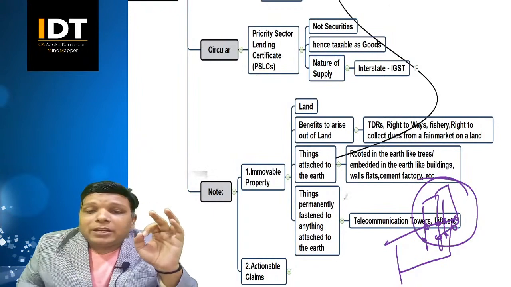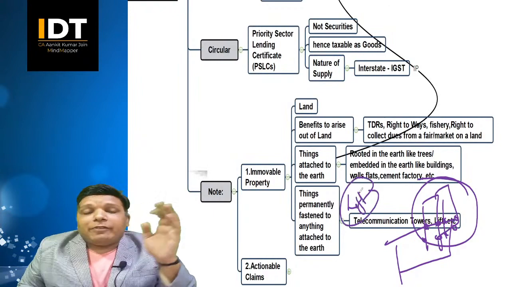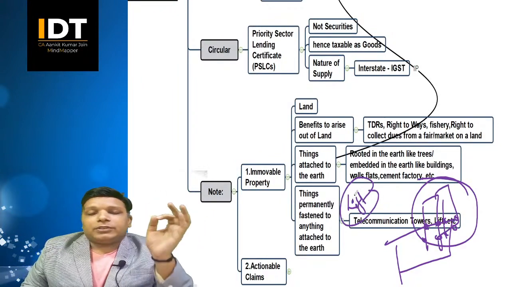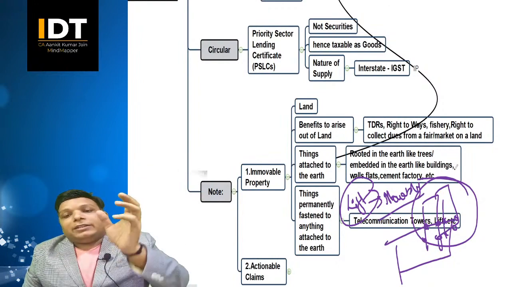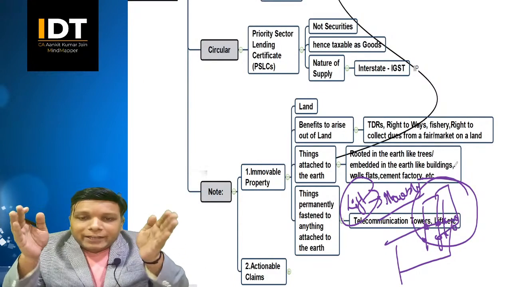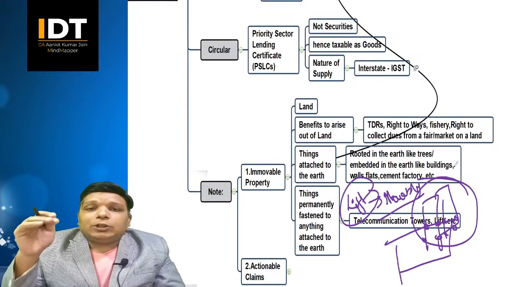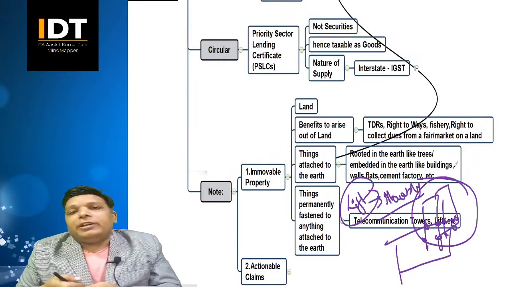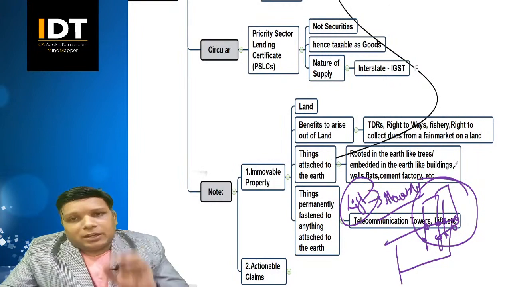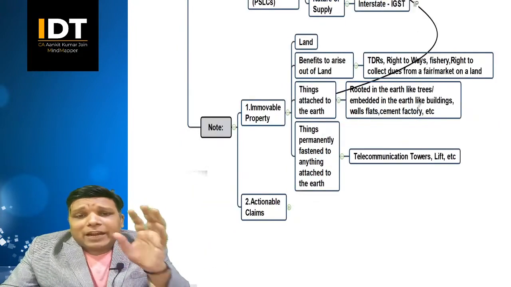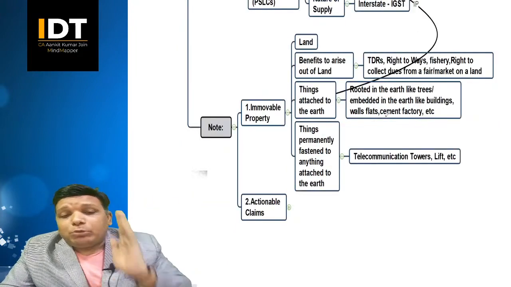Correct. Similarly, a lift, when I'm buying it from the lift supplier, is movable property. But once that lift is fixed into the building, that is attached to the earth, and I have installed something on it, then that lift also becomes my immovable property. Clear everybody? Right, that is what we saw as far as immovable property was concerned.